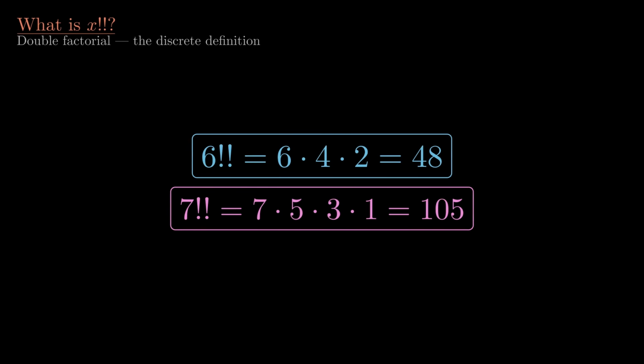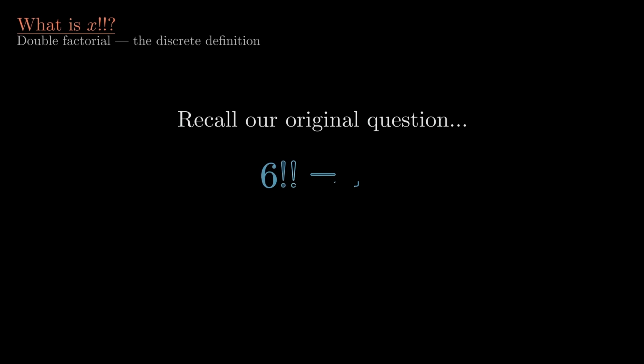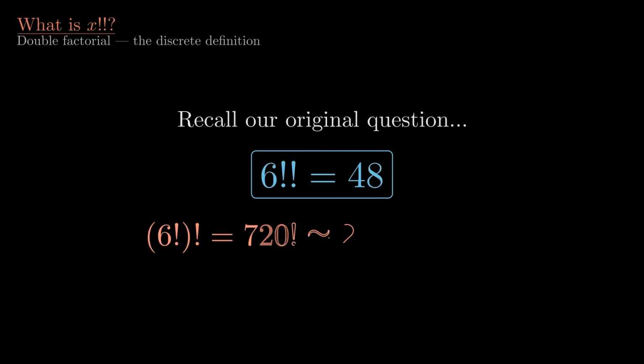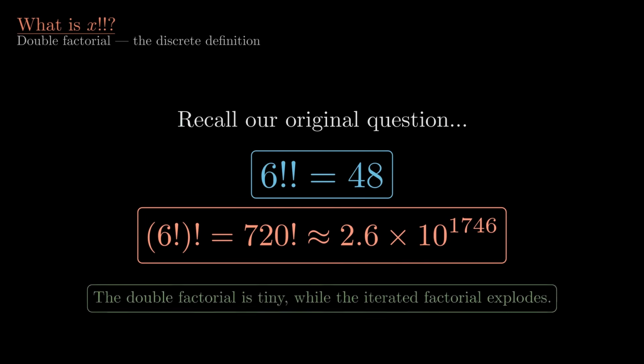Now we can see why our original question had such an explosive answer. 6 double factorial is a modest 48, but 6 factorial factorial? That is 720 factorial, a number so large it has over 1,700 digits.